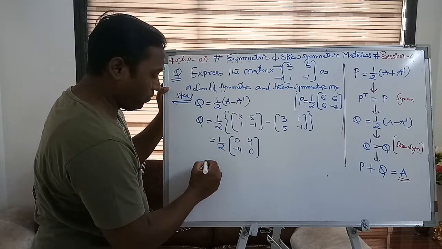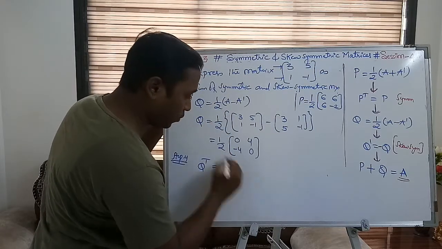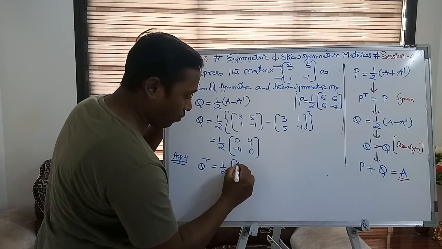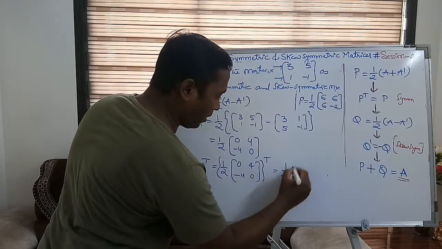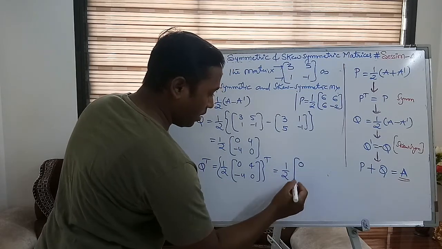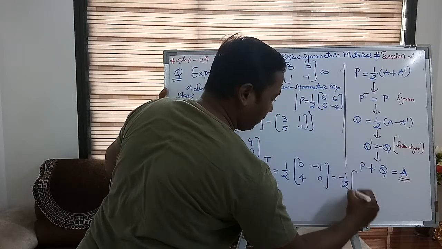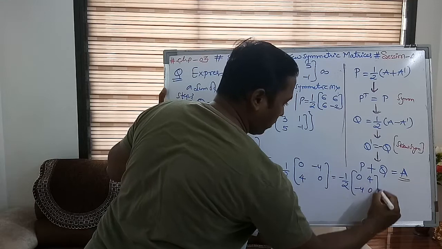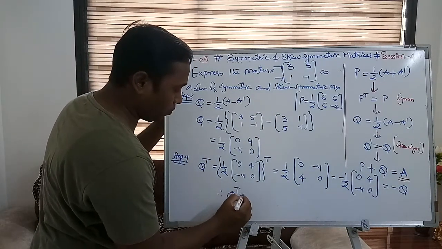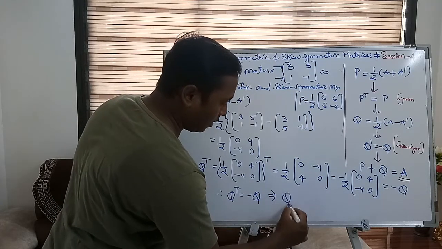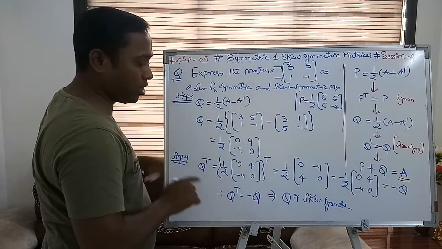Now we are going to prove that Q dash is equal to minus Q as step 4. Q dash means the transpose of this matrix, half of, again, 0, 4, minus 4, 0. We take its transpose, so ultimately the half will remain the same. By transposing this, you will see this as 0, 4 minus 0, which can also be written as minus half of 0, 4, minus 4, 0, which is also written as minus Q. So therefore Q transpose is equal to minus Q, which implies Q is skew symmetric. So I was able to prove P is symmetric, Q is skew symmetric.